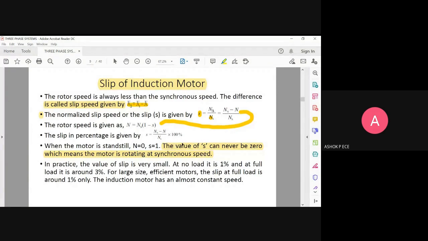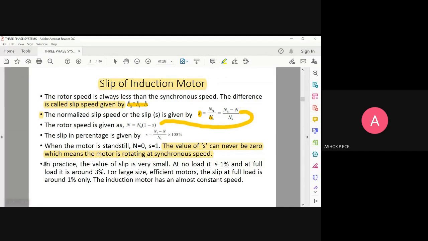Okay. For synchronous motors, you don't define slip. There is no term called slip because all are running at the same speed. But for an asynchronous induction motor, since the two speeds are not going to be the same, you are going to define a term called slip. And slip can never be 0 because the motor is not running at the synchronous speed.